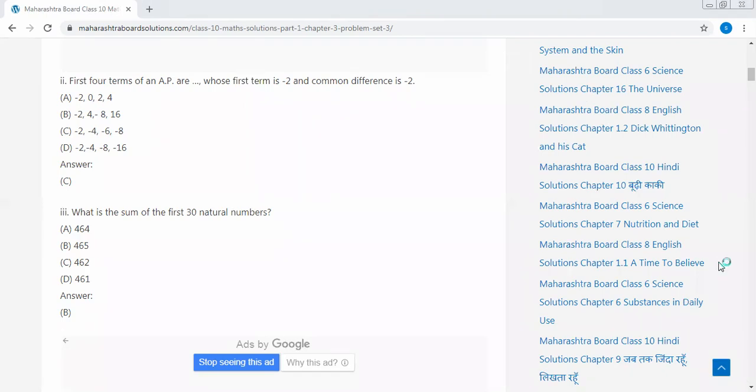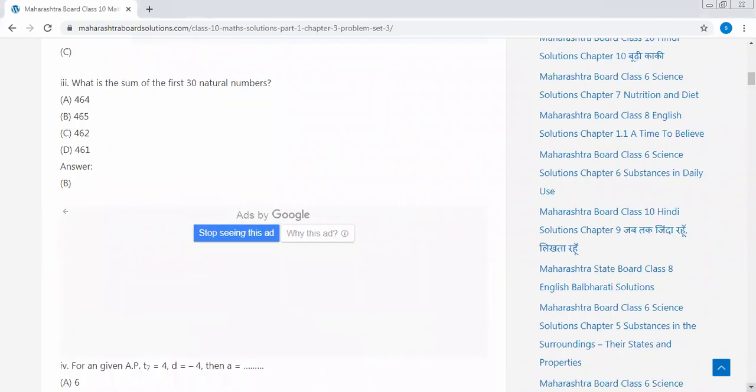Third question, what is the sum of the first 30 natural numbers? To find the sum of the first 30 natural numbers, where to use the formula? Sn is equal to n by 2 in bracket 2a plus round bracket n minus 1 into d, square bracket complete.